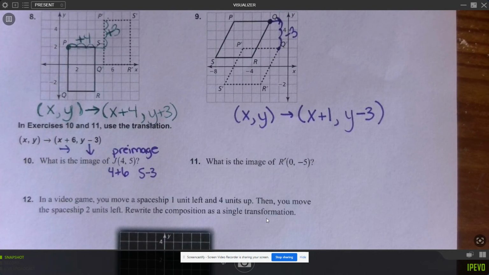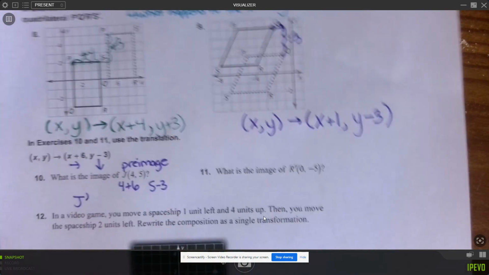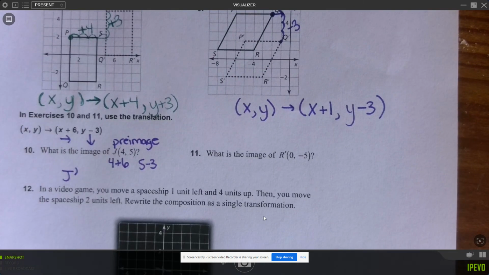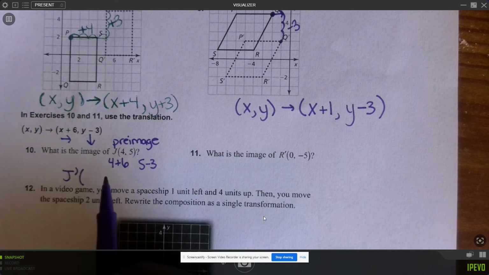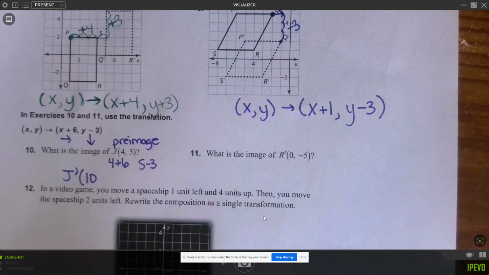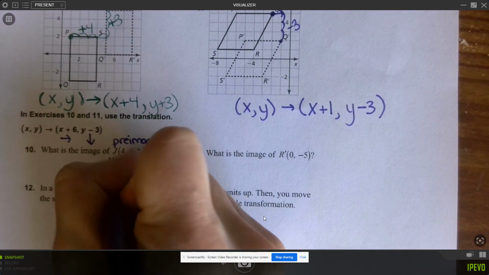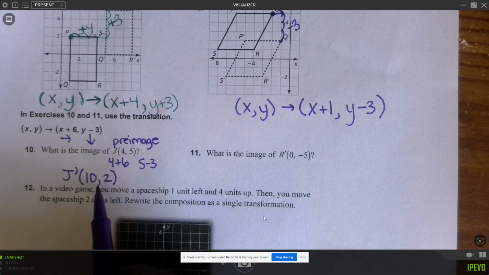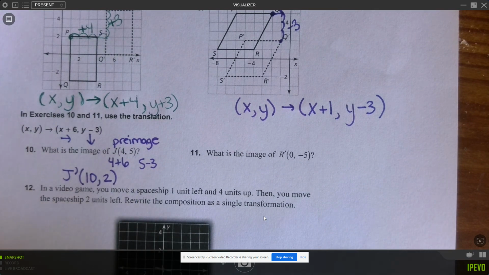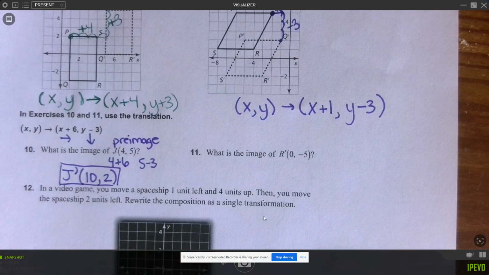So let's go ahead and name this new image. Remember, it's the image, so I need a little prime next to J. So J prime will end up at 4 plus 6 is 10, and 5 minus 3 is 2. So if we were to take point J and move it 6 to the right and down 3, we would end up at the point (10, 2). This is our final answer.